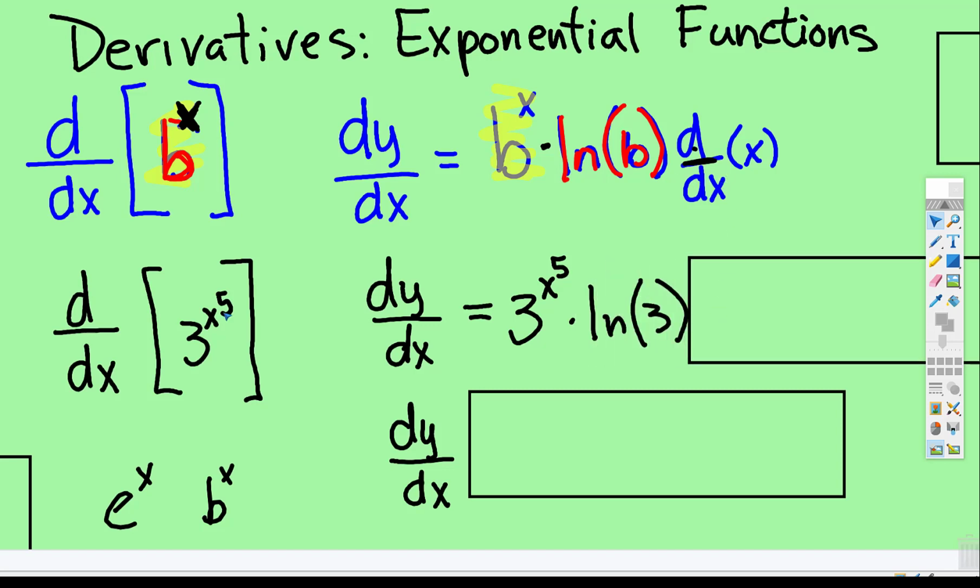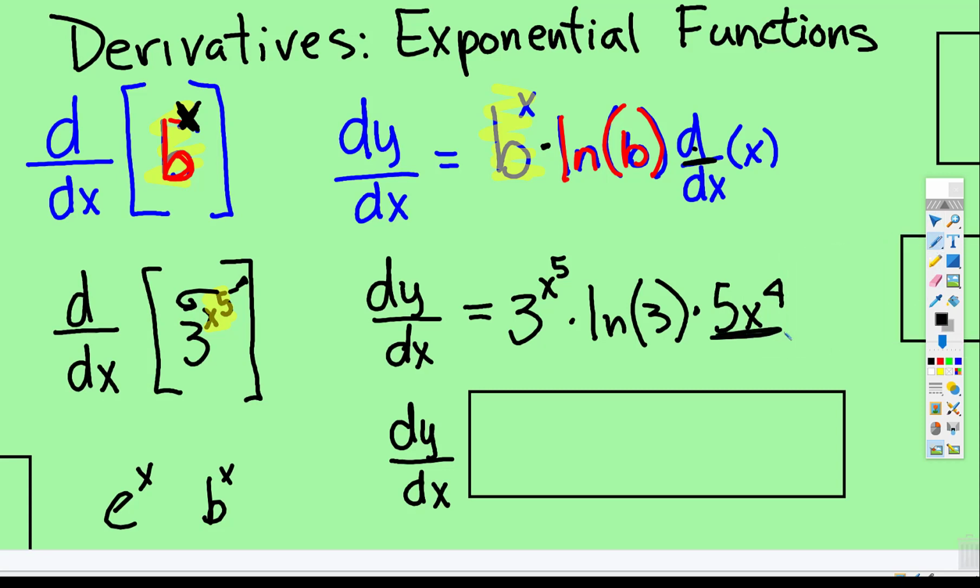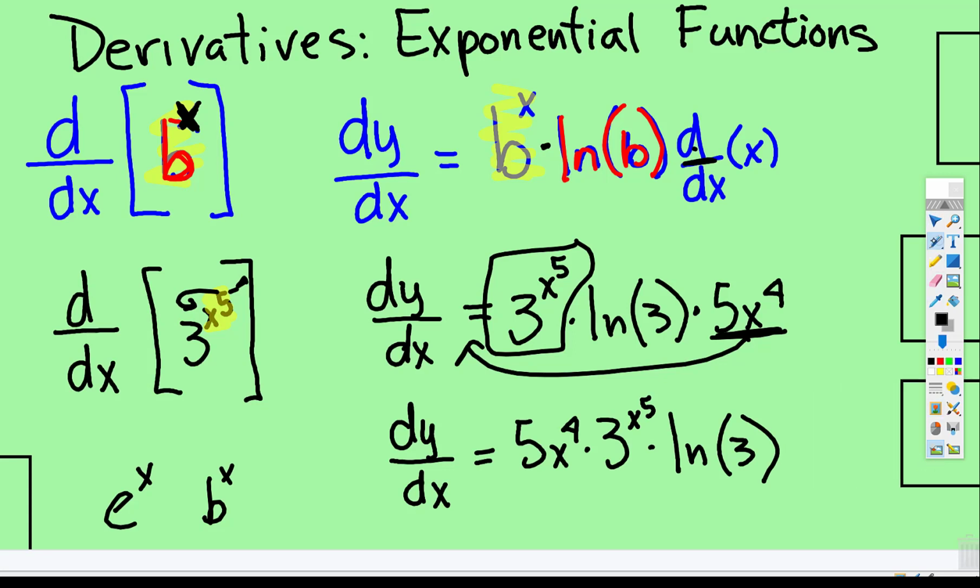And then we're going to multiply it by the derivative of this term. Well, what's the derivative of x to the 5th? The 5 comes down in front, and then 5 subtract 1. So 5x to the 4th. All right? And then you're going to simplify. Well, 5x to the 4th, is there anything? You can't multiply it by 3 because 3 is this entire expression. So, but we can bring that in front. So this is the simplified version. 5x to the 4th times 3 to the x to the 5th power times the natural log of 3.